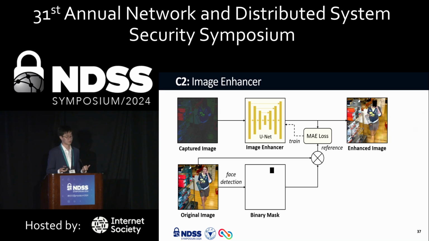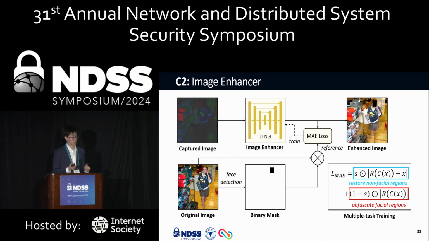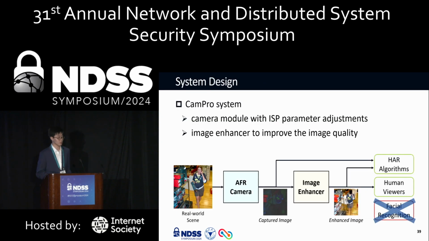Thus, we propose a new training strategy that involves masking the facial regions in the original images before training. We consider the strategy as a form of multiple task training. The loss function includes restoring the non-facial regions and obfuscating the facial regions. This enables the image enhancer to implicitly mask facial regions in the enhanced images. To sum up, the CamPro system comprises two components: a camera module configured with privacy protection parameters and a UNet image enhancer to improve the image quality.